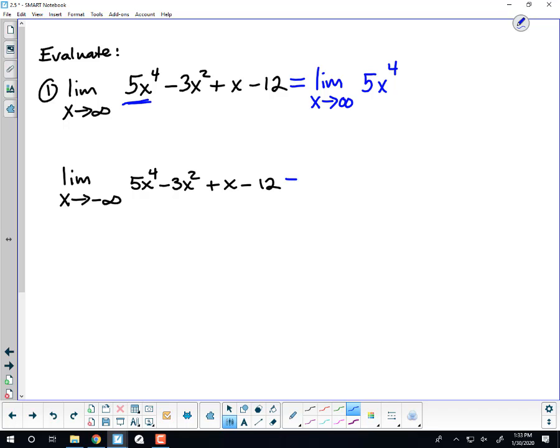Okay. Same thing for this one. Still the same function, same leading term. So what's the limit on that function as x approaches infinity? Infinity, right? We've got a super large number to the fourth, still a super large number, times a positive 5, still a super large number. And as x approaches negative infinity, what happens? Also positive infinity. Super large number to the fourth, still a super large number, times 5.